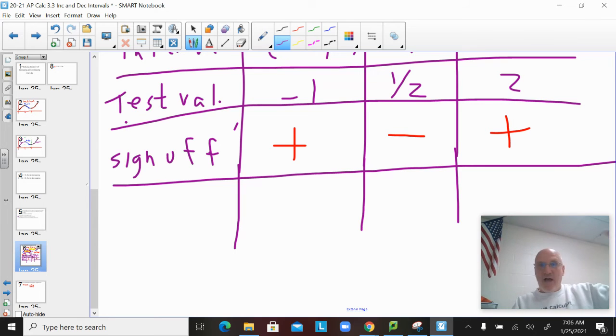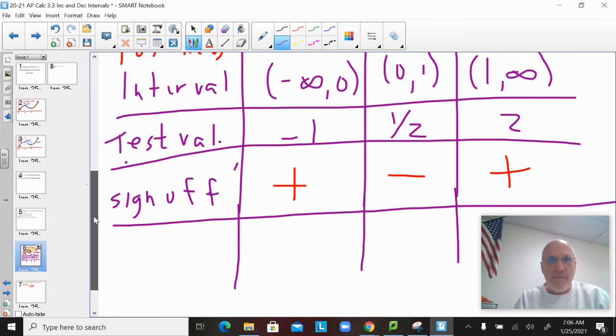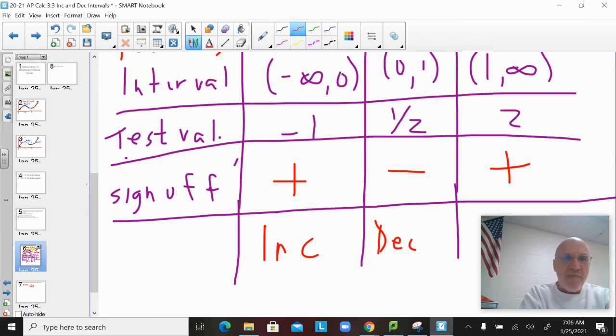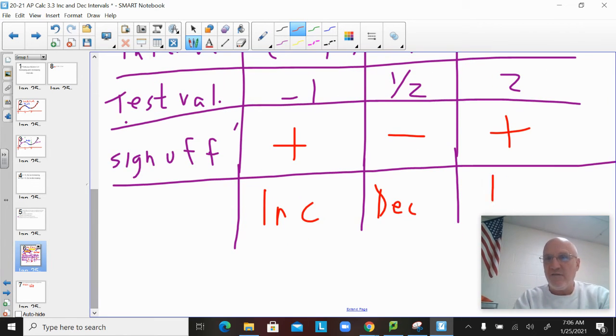Now it says, based on the conclusions, now figure out the interval. So let's talk about each of these intervals. The first interval is from negative infinity to 0. Since the derivative is positive in that interval, again, we go back to the conclusions from the beginning. If the derivative is positive, the function is increasing. From 0 to 1, this middle interval, since the derivative was negative, the function is decreasing. And the third interval, since the derivative was positive, the function is increasing.